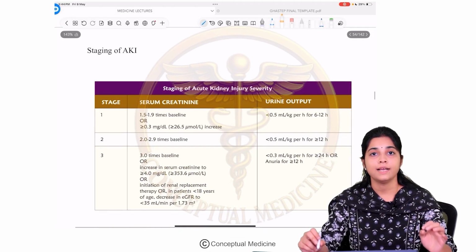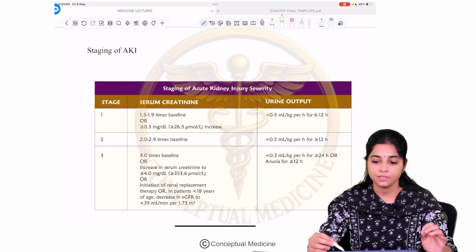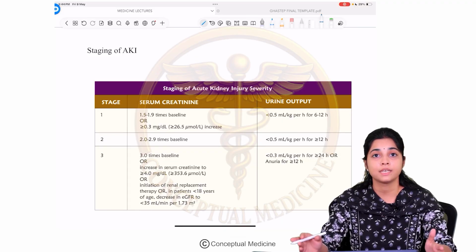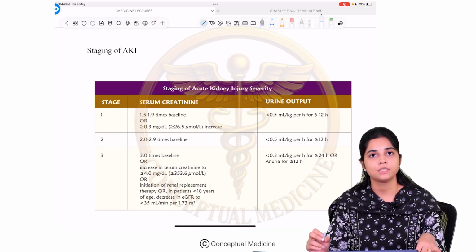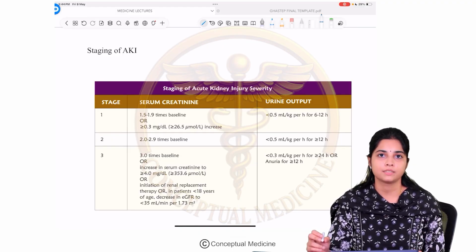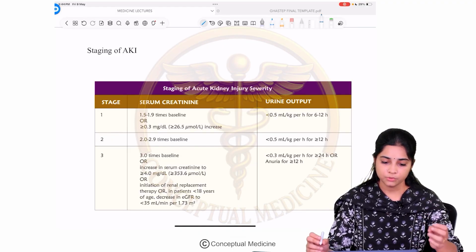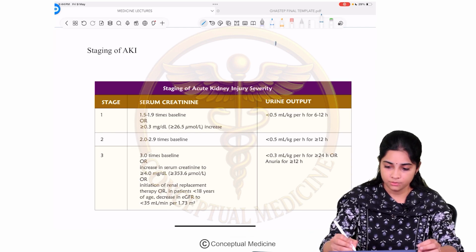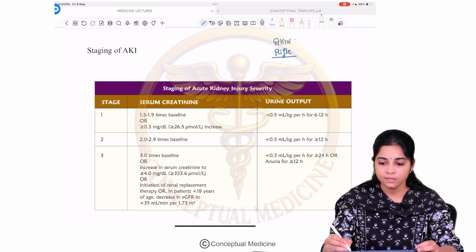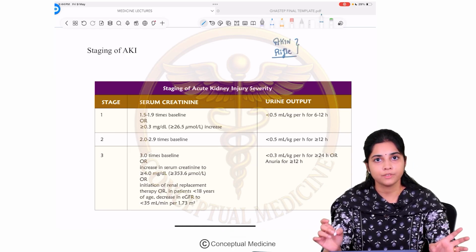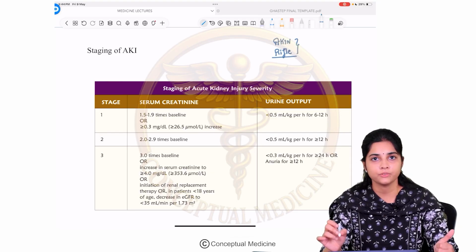Now, as per the KDIGO, we have a separate set of staging of acute kidney injury. This basically is dependent upon the creatinine as well as the urine output. The two previous staging systems which were used are the AKIN as well as the RIFLE criteria. Right? So these are not used anymore. What we follow is your KDIGO staging of AKI.